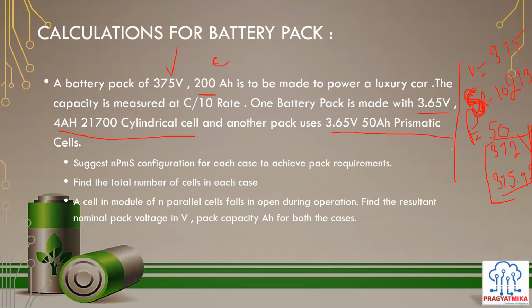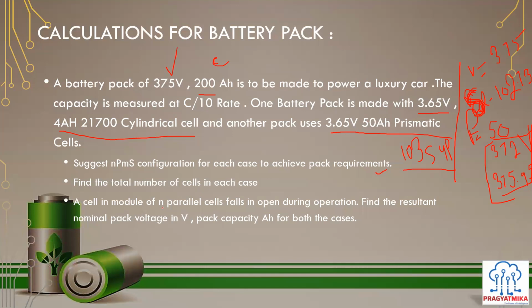Yes. It is, and if it is the prismatic cells we are using, same, 102 or 103 will be the series combination, and then it is 4 cells in parallel for prismatic. So this configuration is clear. Total number of cells we can also calculate. It is n into p. In one case it would be 103 into 50. Another case it would be 103 into 4.